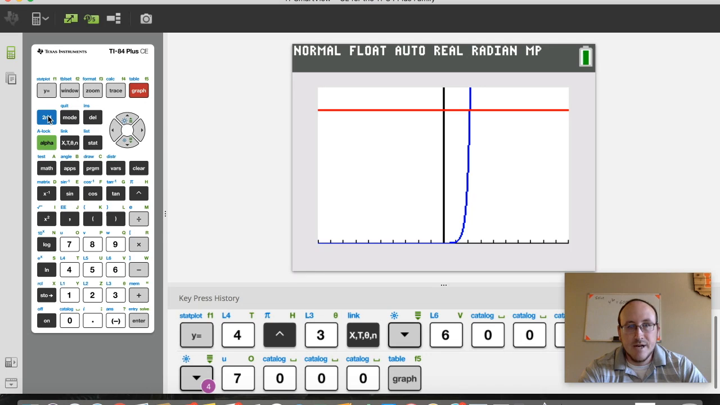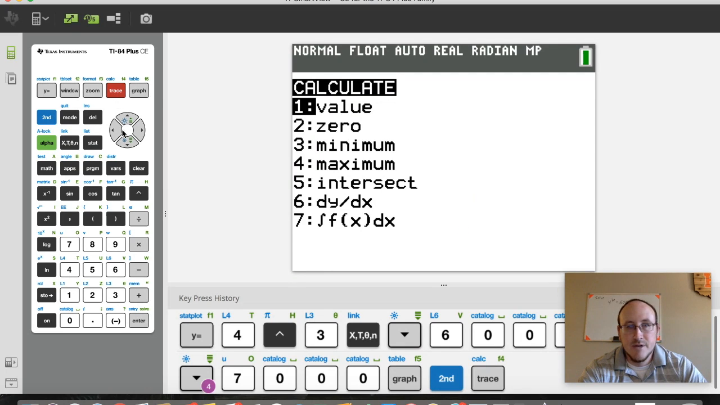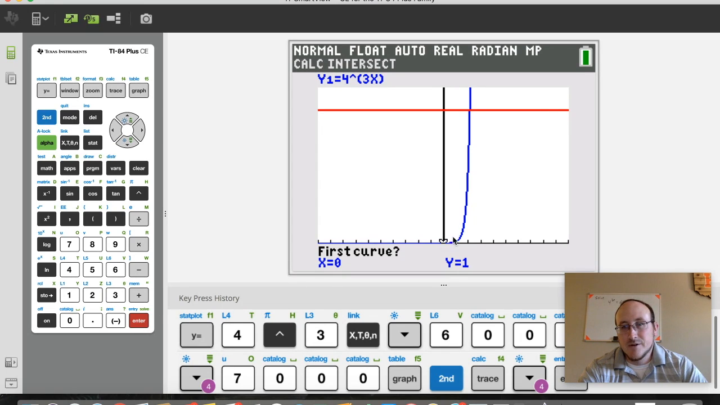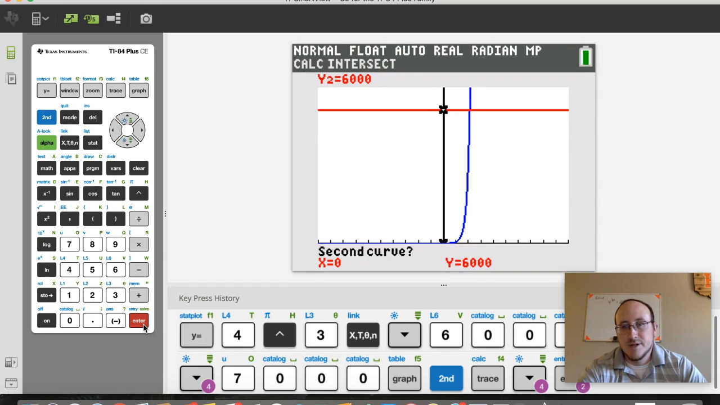So go back to your calculator, do second and then the trace button to get to your calculate menu. We want to find where those intersect. So I'm going to select choice 5, intersect. I only have 2 things graphed, so right now the blinking cursor is on the blue one for the exponential part, and it says first curve. I'm just going to hit enter. Then you see it jumps to the red line. That's the second curve, so I'm just going to hit enter.